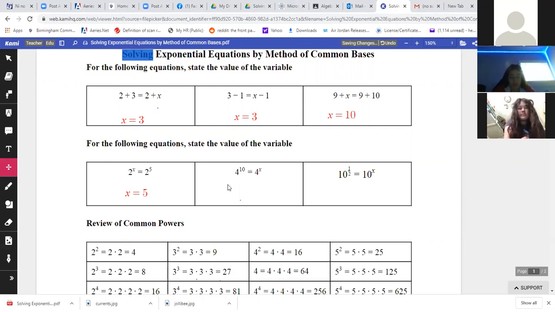And then here, x has to be equal to 10, right? And obviously, last one is x has to be equal to 1/2. Okay?